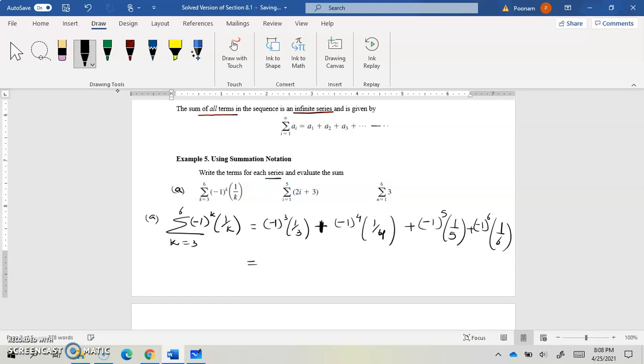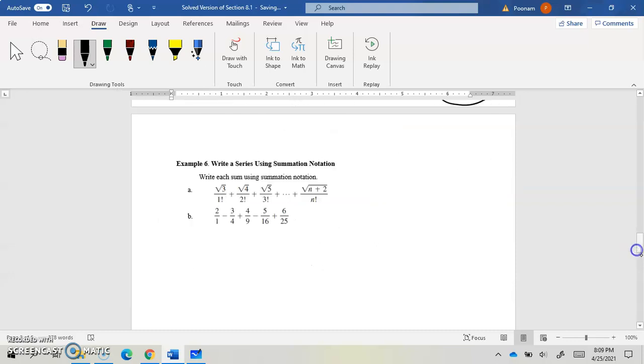Negative 1 cubed is odd, so it's negative 1/3. Negative 1 raised to power 4 will be positive, so it will be 1/4. Negative 1 raised to power 5 will be negative, so negative 1 by 5. Negative 1 raised to power 6 is positive, so that is this. So that's simple fractions adding, subtracting. You can do that, and that would give you negative 7 by 60.